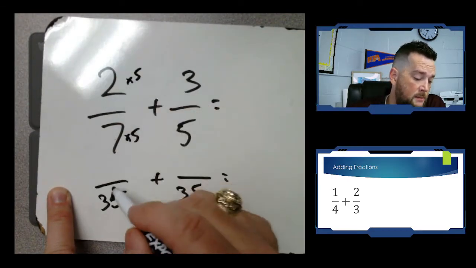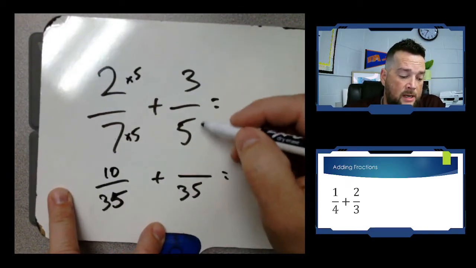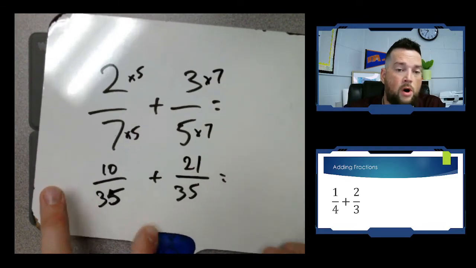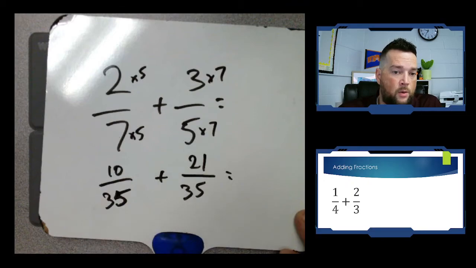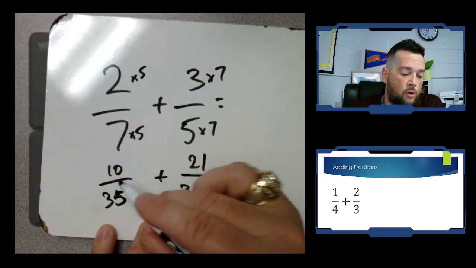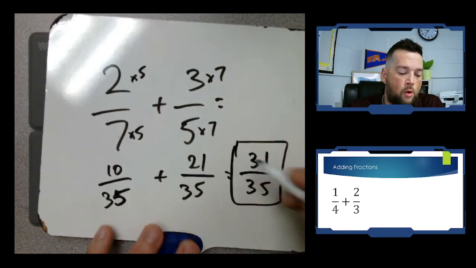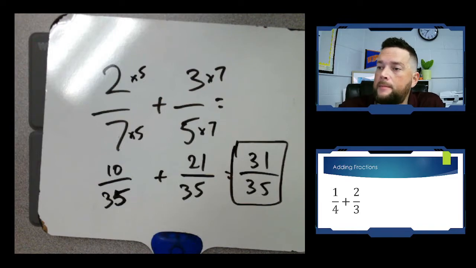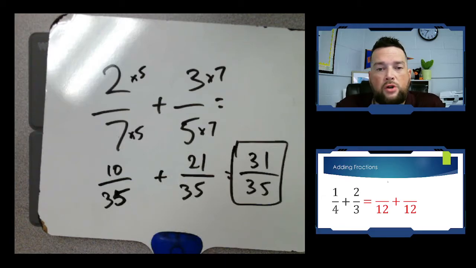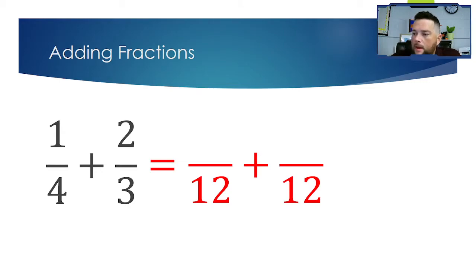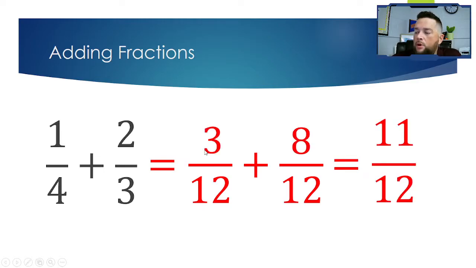So 2 times 5 is 10. And then I'm going to do the same thing over here. 5 times 7 would be 35, so 3 times 7 would be 21, just like that. And then we can go ahead and add those numerators straight across. 10 plus 21 is 31, and we'll keep our same denominator, so we have 31 over 35. So adding fractions is pretty simple. You just want to make sure that you have common denominators. Then you convert your fractions to fractions with common denominators, add up the numerators, and you'd be done.